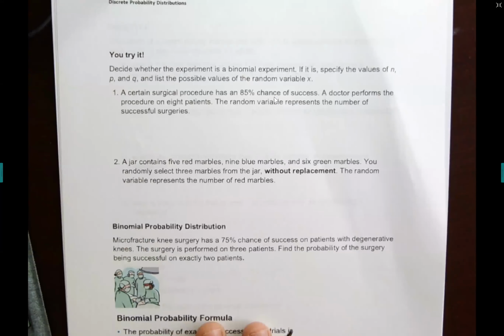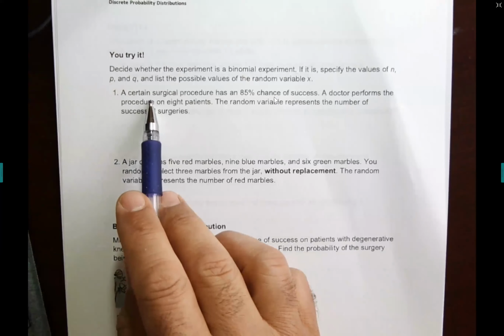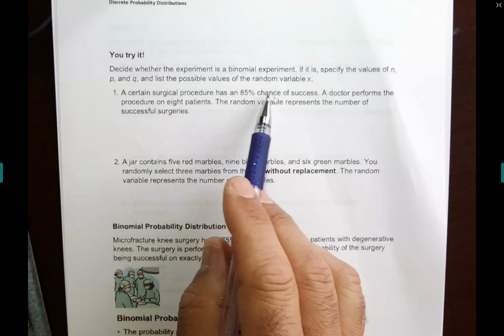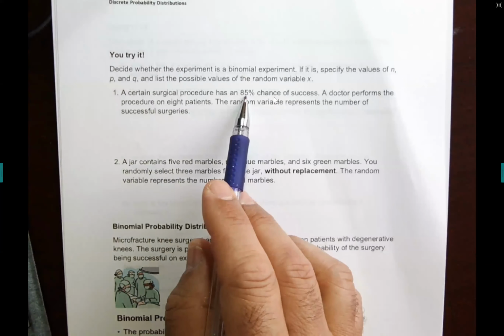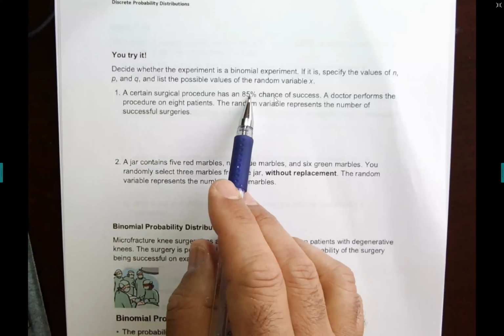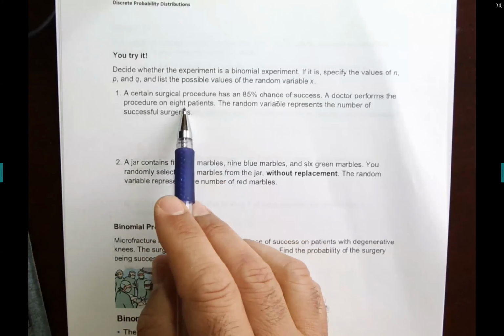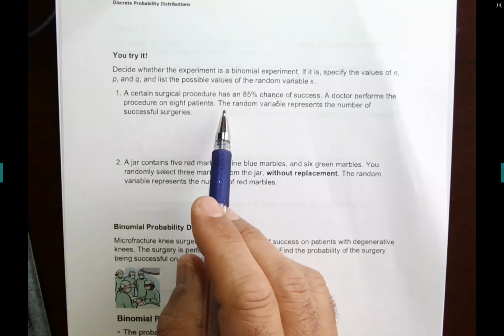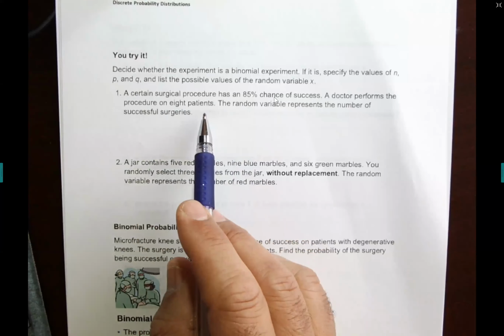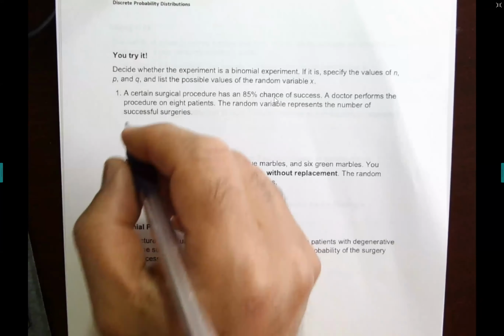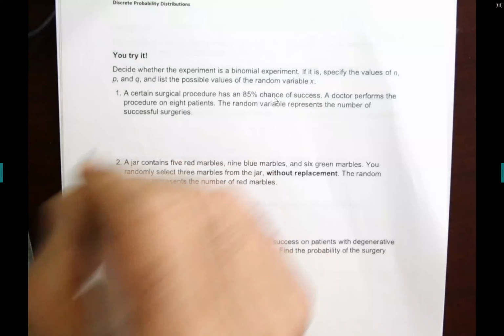Okay, let's look at this. A certain surgical procedure has an 85% chance of success. So that's the probability of success, guys. It's 85%. A doctor performed the procedure on 8 patients. The random variable represents the number of successful surgeries. What do you guys think? Is this a binomial experiment? Yes or no?